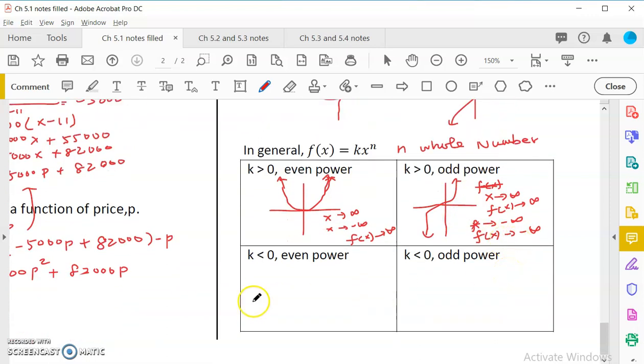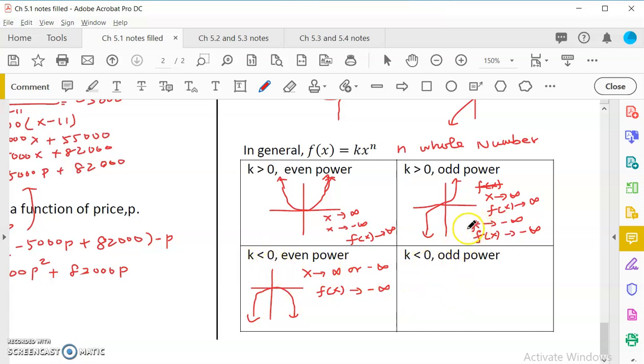When the coefficient is negative, then it's a reflection. So the even power would become flat like this. It's very flat here, but it would be dropping left and right. So whenever x approaches infinity or negative infinity, your f of x is just negative. You can think of it as a reflection, less than 0.